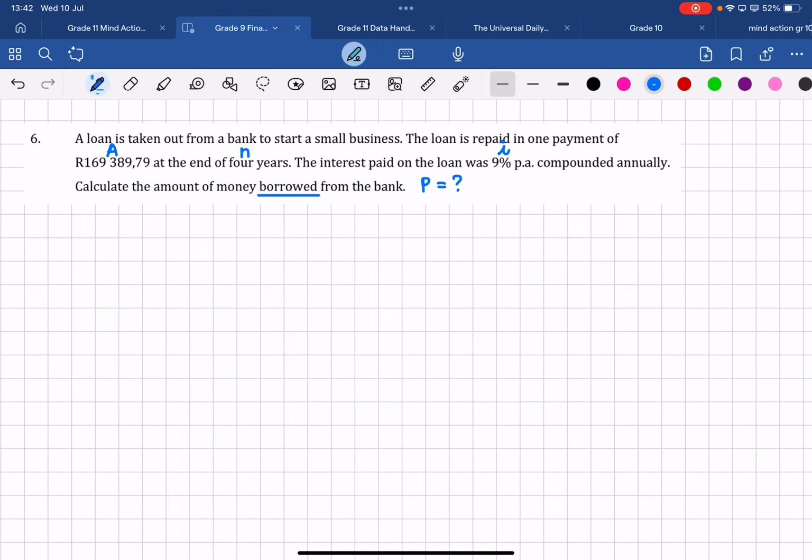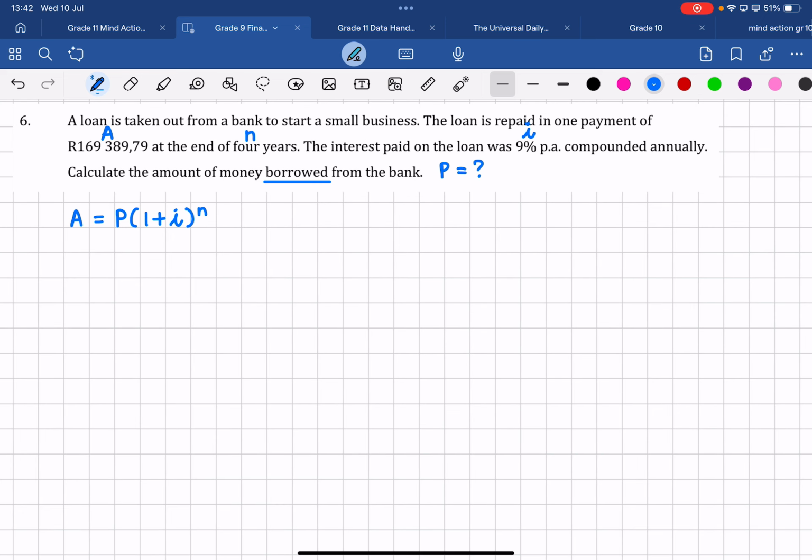Okay, what did I say yesterday? What is your first step always? What is the very first thing that you write down? The formula. Good. Okay, this is compound interest, so we are going to write down the compound formula. It doesn't matter what they've given you. You always write down your formula first, because if you have the correct formula there, you will get a mark for it.